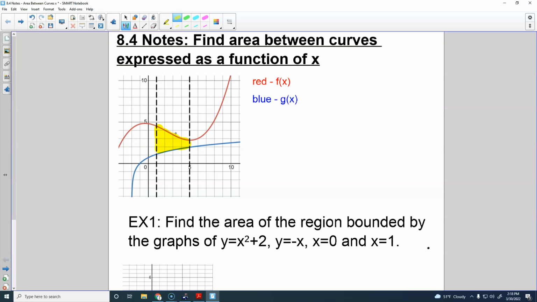And that is from 1 to 5 right here. If I'm looking to find the area between these two curves, any idea about how I could do that? I could count the blocks. That'd give me a rough estimate. But if I want to know exact. Find the area under the curve of the red one, and then you subtract the area under the curve of the blue. Exactly.